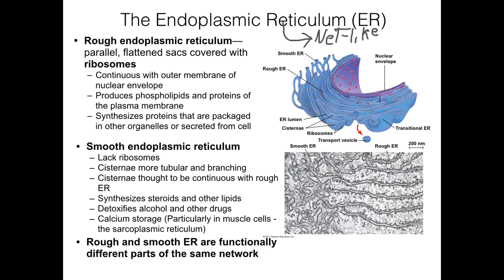So what types of cells do you think would have lots of rough endoplasmic reticulum versus lots of smooth endoplasmic reticulum? Well, let's say that I have a cell whose job is to make lots of proteins. What's it going to have a lot of? It's going to have a lot of rough endoplasmic reticulum. So, for instance, plasma cells, which are cells that make antibodies, and antibodies are proteins, they have to make a lot of antibodies, so they're going to have a lot of rough ER.